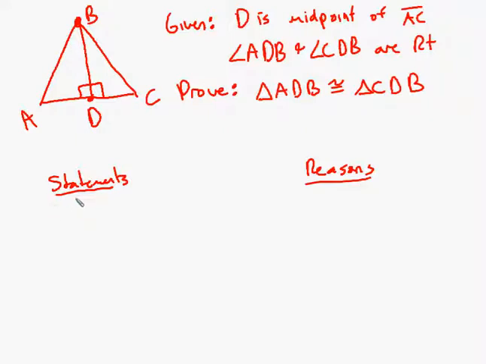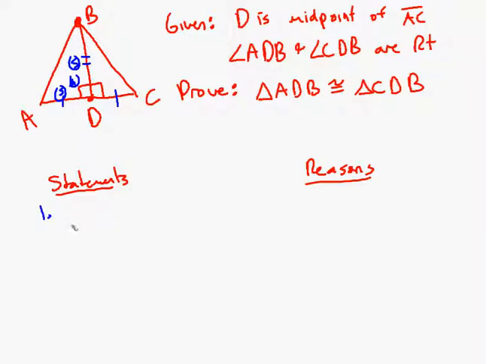Okay, statements and reasons. Let's think through. It's always good, before you get your undies in a bunch with the statements and reasons, to look at your diagram and think about what's going on. So I have D is the midpoint of AC. So if D is in the middle of AC, what do we know about those? AD and CD are congruent. Correct. And I have two right angles, so what do we know about those? Those are equal. And then we have this side shared by them, so we know we have that side. So we have side, angle, side.